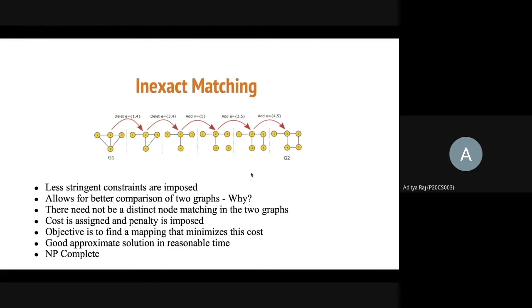That is, we cannot find an exact polynomial time complexity algorithm for this, but we can find algorithms which can approximate the solutions in polynomial time complexity. So this kind of matching gives some advantage over the exact matching.